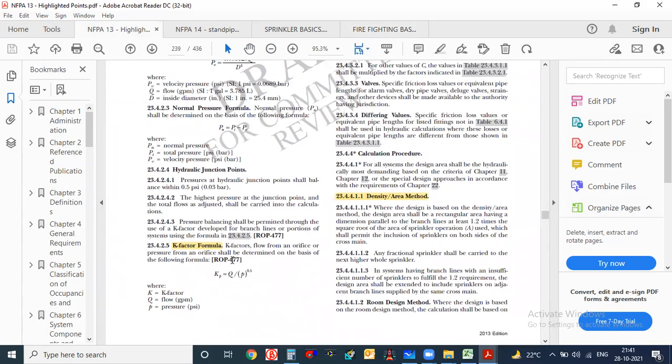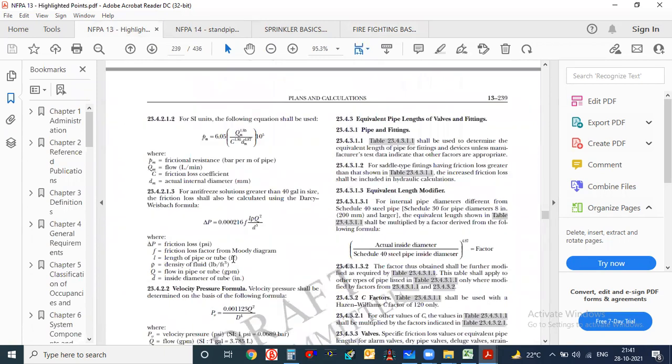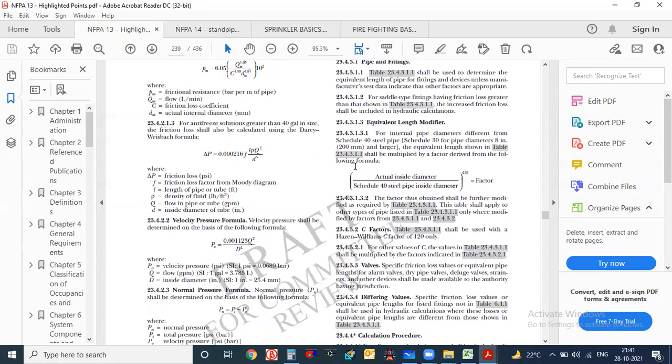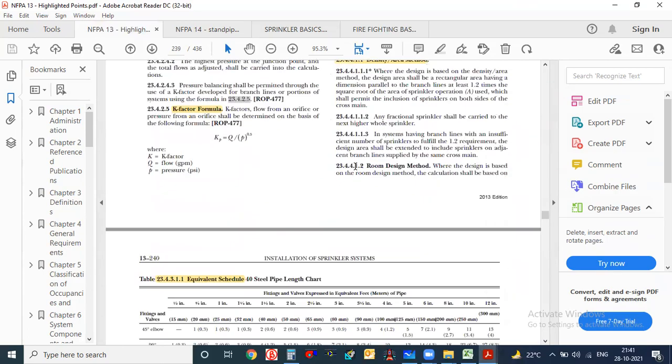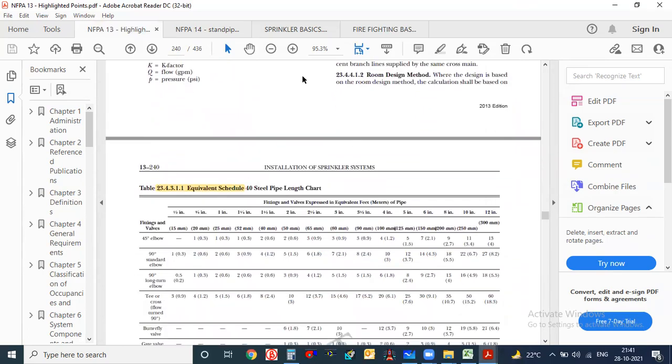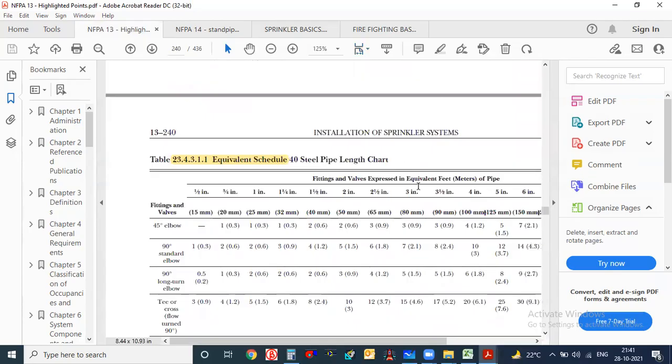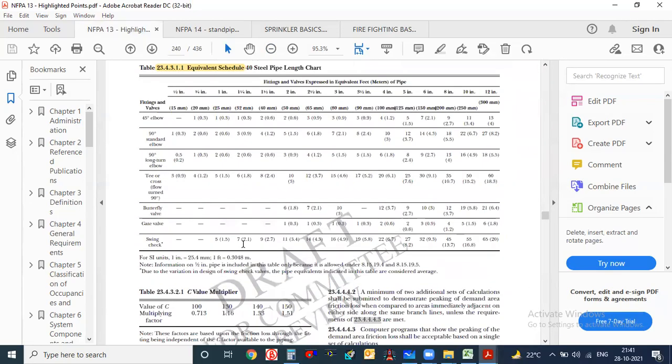Now after that, next they have given a section about the equivalent pipe length of valves and fittings. Here we have to get the equivalent pipe lengths, like in plumbing and in HVAC, where we also have to get the equivalent pipe length. In the same way, here also we have to get the equivalent for the fittings, elbows. Exactly. Here they have given the chart, so we are going to follow this particular chart for the equivalent length of fittings.